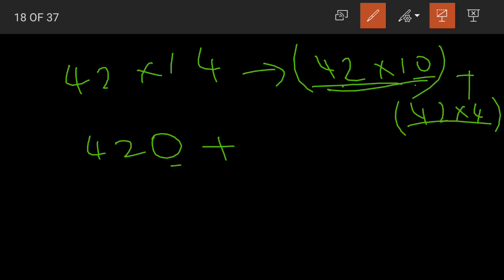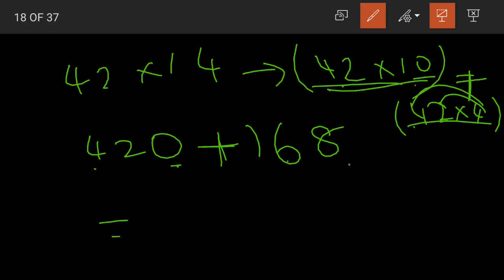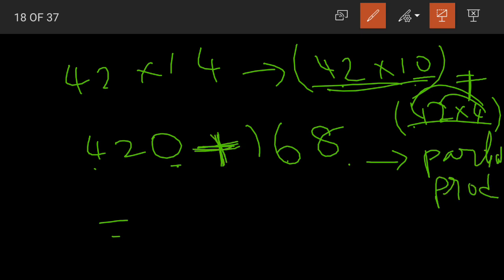So placing 1 0 plus 42 into 4. 2 4s are 8. 4 4s are 16. 420 plus 168. What will these become? This will become our partial products. Now what should we do? There is an addition symbol in between. Yes. So we need to add them up.